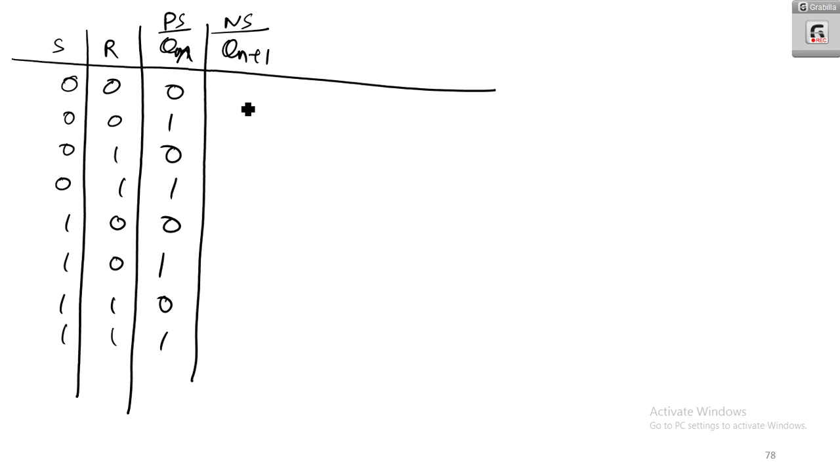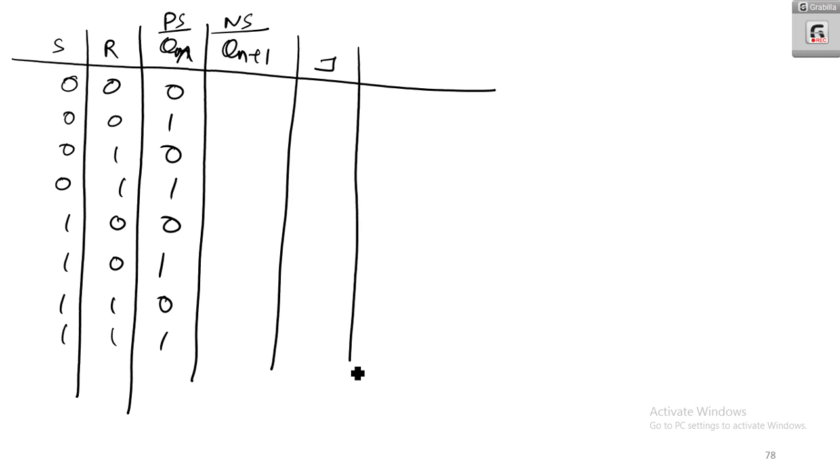When set and reset are 0, the next state is the same as the present state, and after that what we are having is J and K. Present state is 0, set and reset is 0, that means it is 0. S and R is 0 and the present state is 1 means the next state will remain there. For S and R equal to 0, 1, it is reset: 1 is reset to 0. Now here what happens with 1, 0? That is set. 1, 0, it is set.